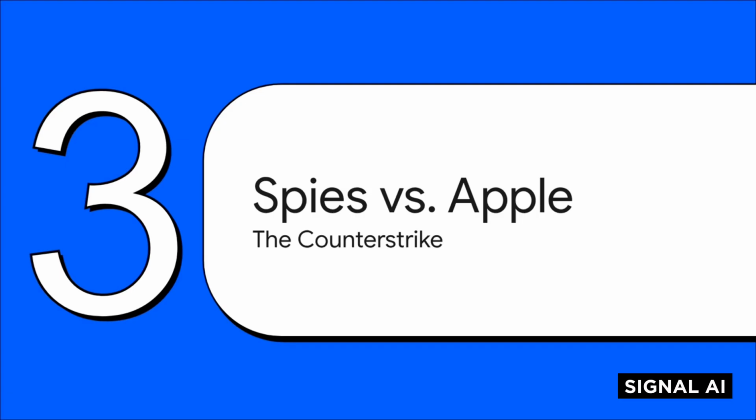Now, let's be clear. This was not some random bug found by a hobbyist. This was a weapon, and it was being used in a targeted campaign. And that, right there, brings us to the real story. This cat and mouse game between spies and Apple. Who's behind this, and how did they get caught?